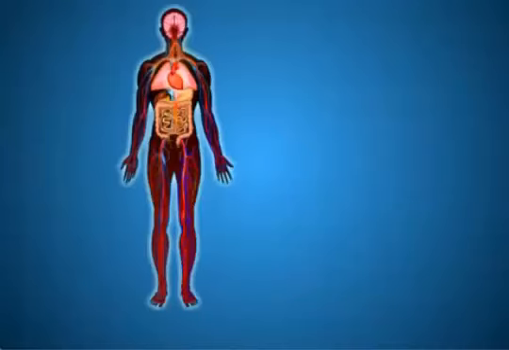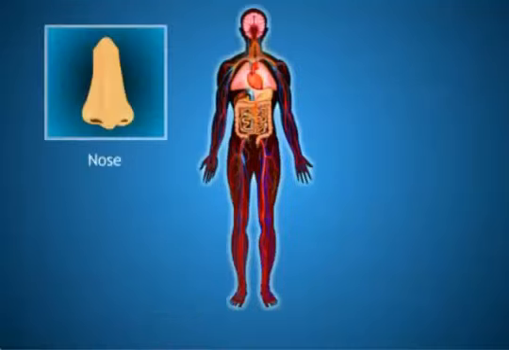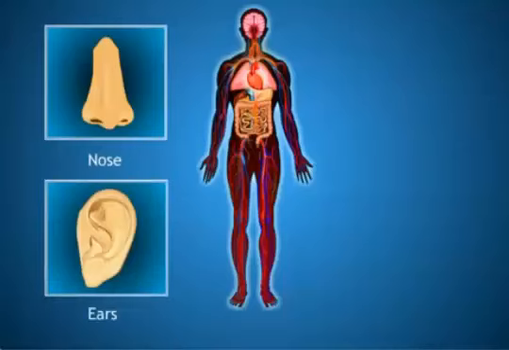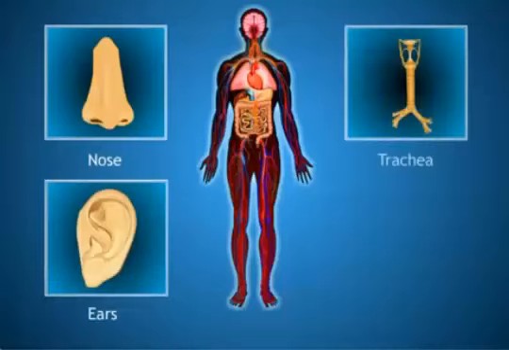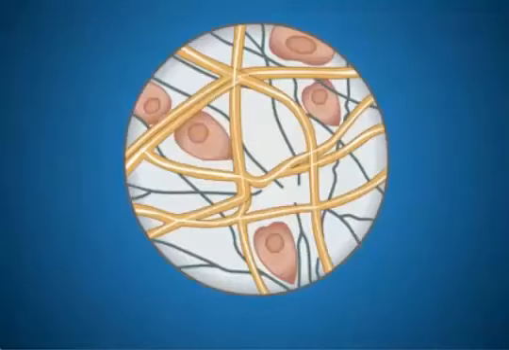Another type of connective tissue is cartilage. Cartilage has widely spaced cells suspended in a matrix of proteins and sugars. It is found in the nose, ears, rings of the trachea, and at the end of long bones to give flexibility.